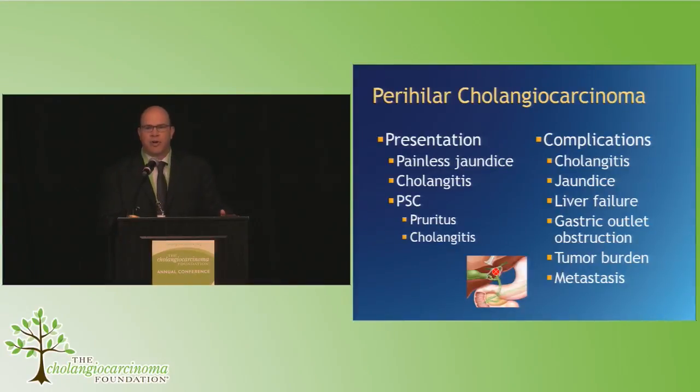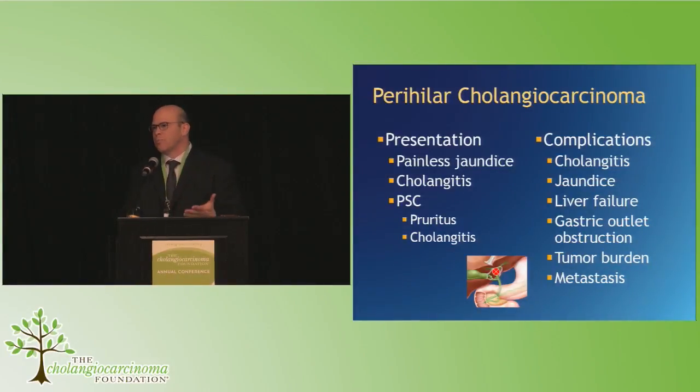Perihilar cholangiocarcinoma typically presents with jaundice because the tumors are based at the confluence of where those ducts come together. Patients may present with cholangitis, which is inflammation and infection of the bile ducts. The predisposing condition, which I'm sure many of you are aware of, primary sclerosing cholangitis, an inflammatory process of the bile ducts, can present in an identical fashion, making it hard to diagnose.